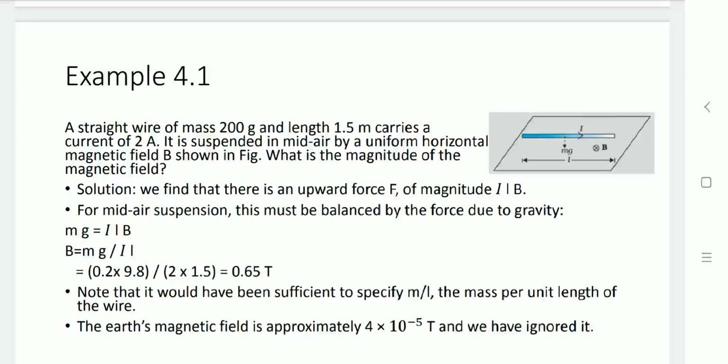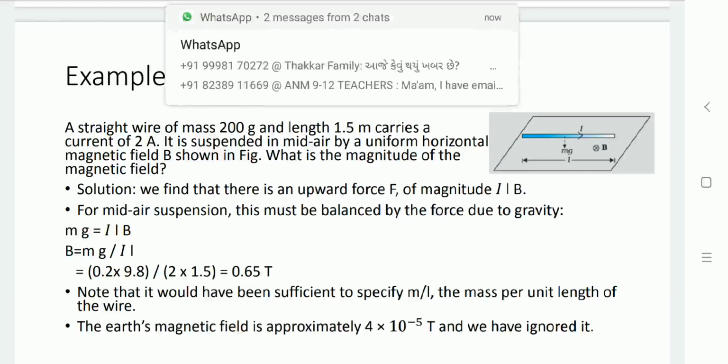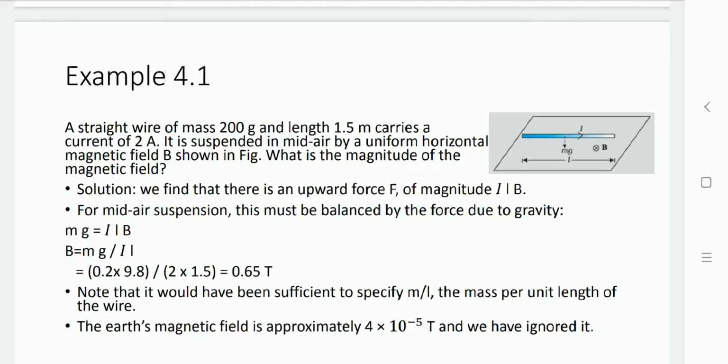For that, the mass of the wire is given, the length of the wire is given, and the current carried by the conductor is 2 ampere, already given. So that force is in the upward direction. Force is always either upward or downward. It means that perpendicular to wherever the current is flowing, the force acts with the magnitude ILB.